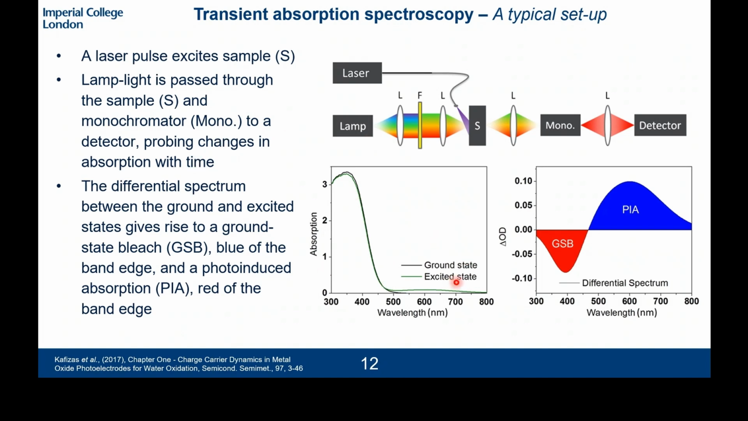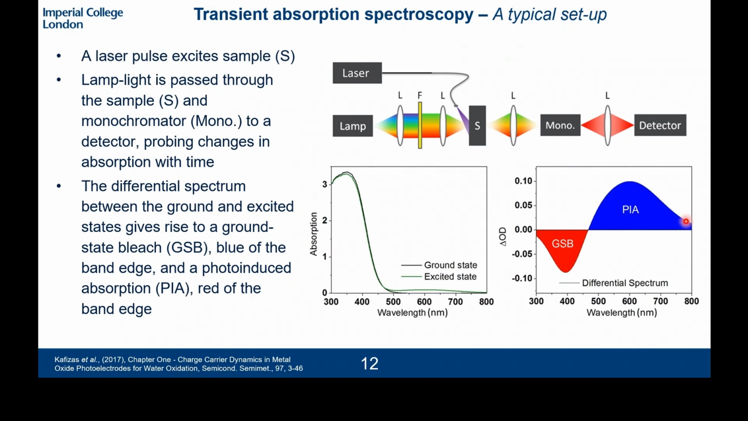The important thing is what's shown here, okay? The black is a typical ground state UV-visible absorption spectrum of a generic sample. But the green is what you would get when you photo-excite the sample and then see the absorption, okay? So the differential spectrum between the ground state and the excited state is shown over here. So you get this photo-induced absorption region.